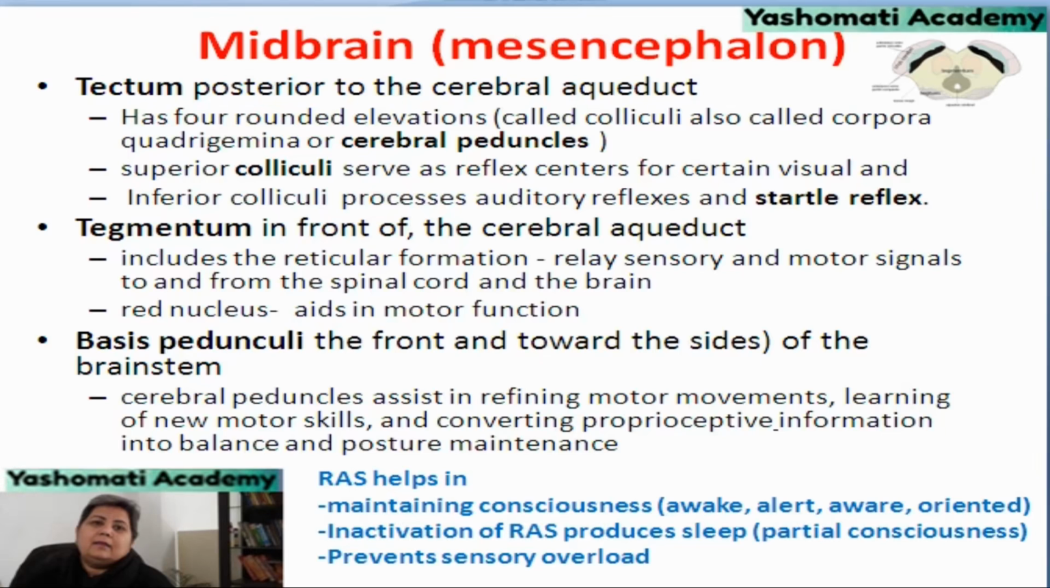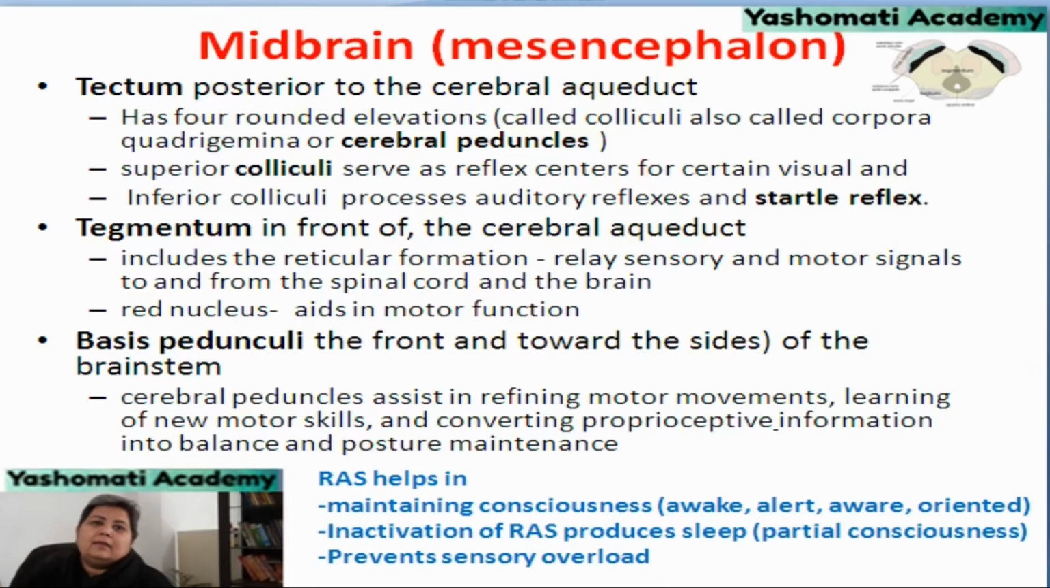This kind of information is called proprioceptive information, and accordingly we can maintain our balance. Similarly, when a person is dancing, there are certain movements by which he is making gyrations of the body. He may be moving on one foot and maintaining the balance, and he is able to maintain his posture also. This kind of function is done by the part which is located in the basis pedunculi.